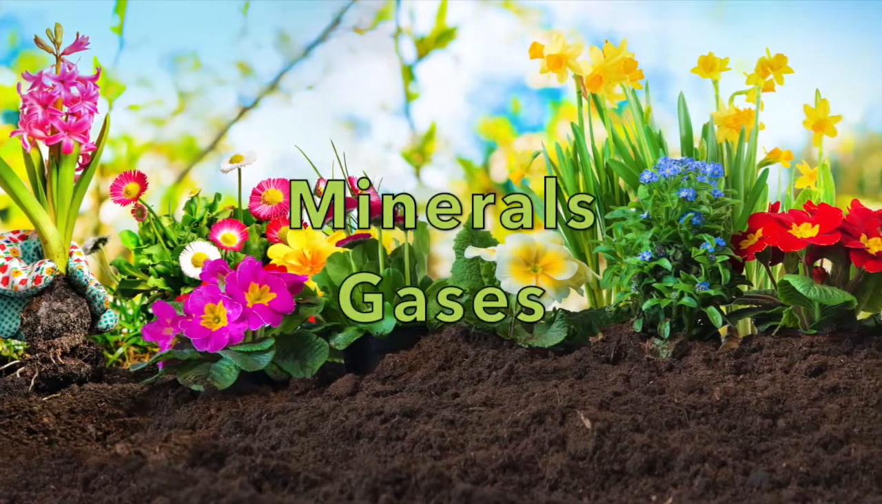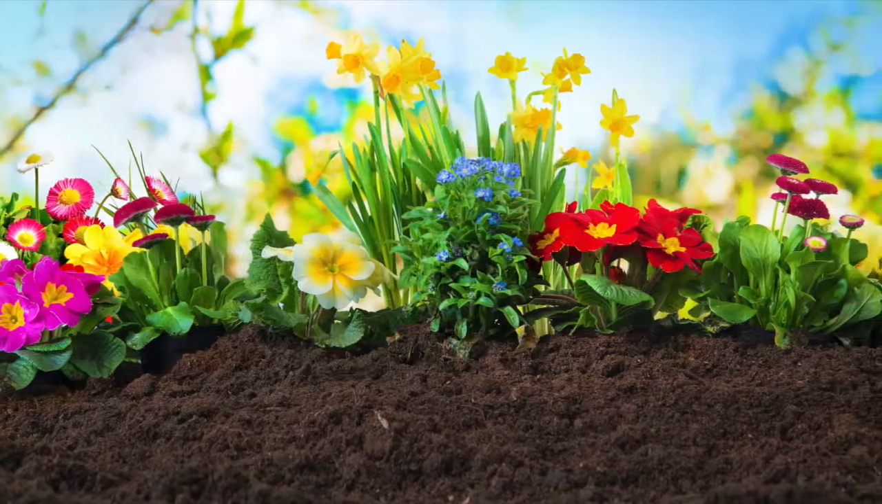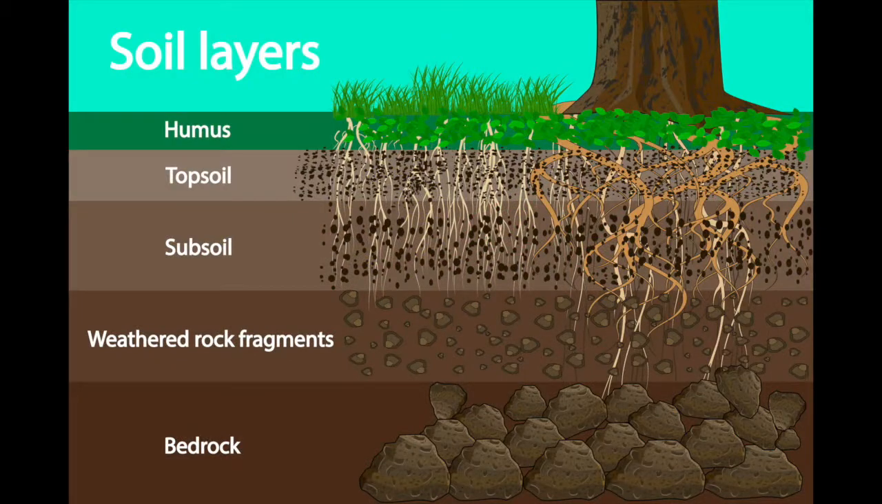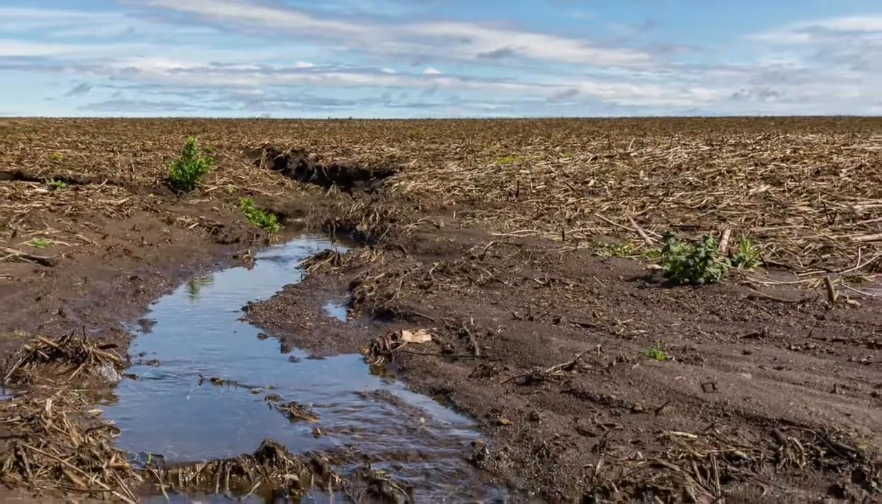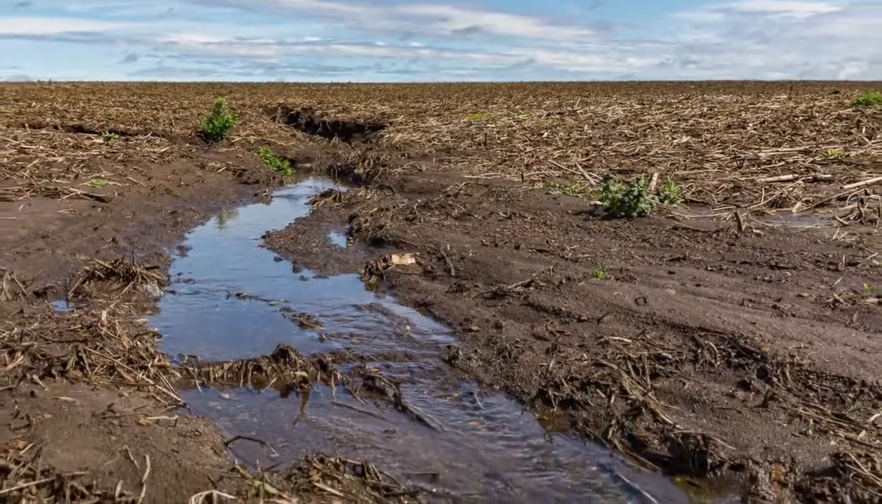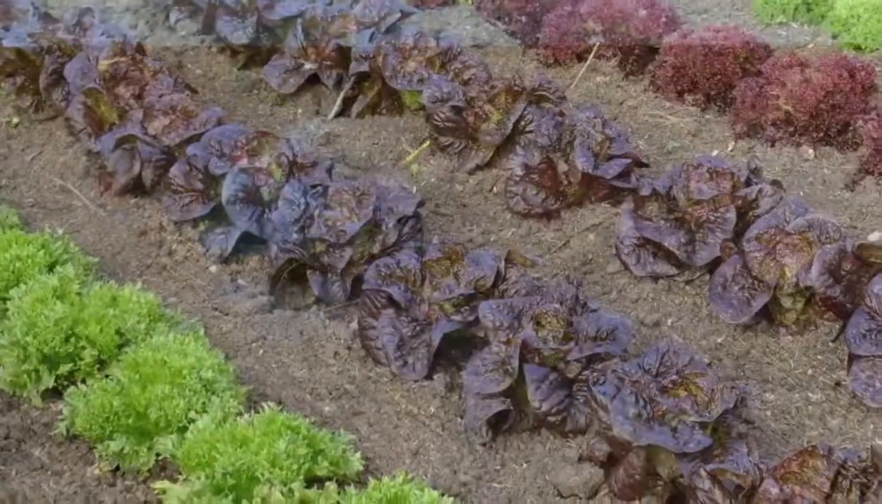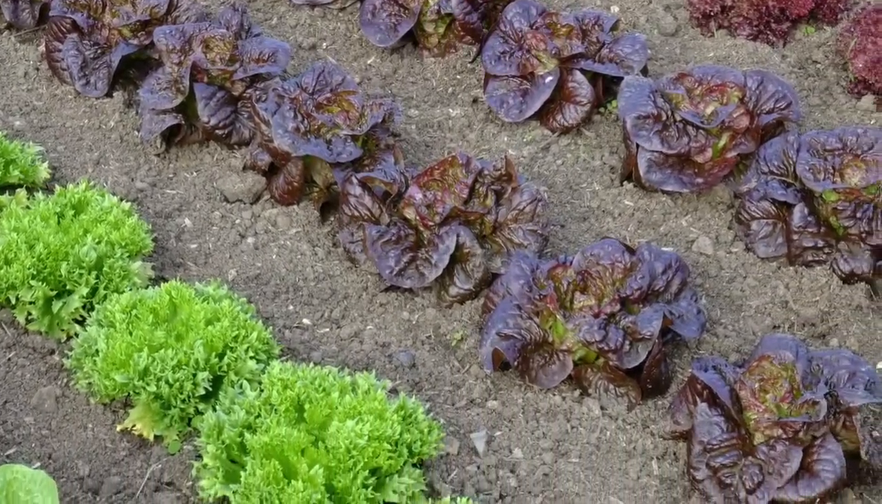They include minerals, gases, living organisms, and decomposing matter, all of which interact to form topsoil. Soil chemistry is influenced by the type of bedrock underneath. The infiltration rate is an important concept in order to understand soil type and drainage. On a final note, all of these factors make important contributions to plant growth.